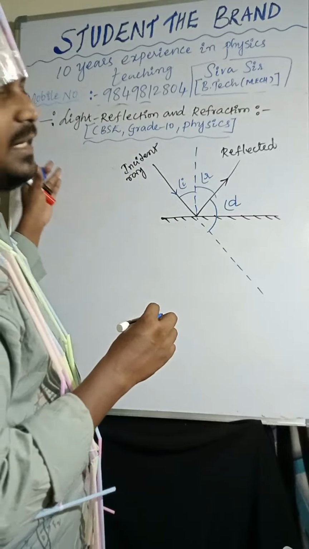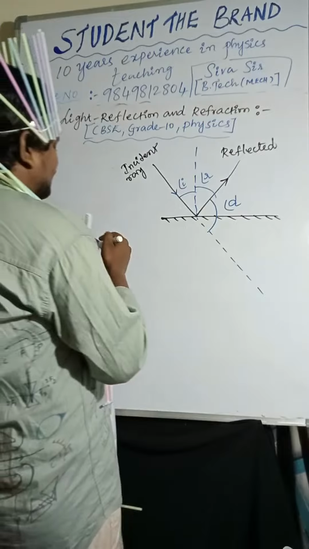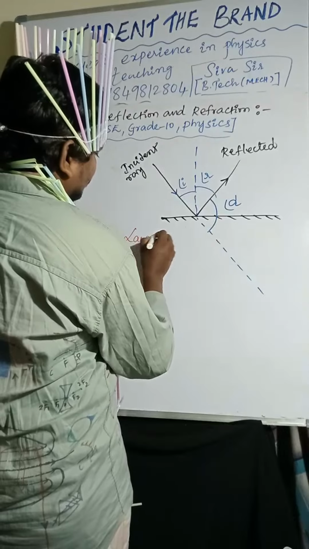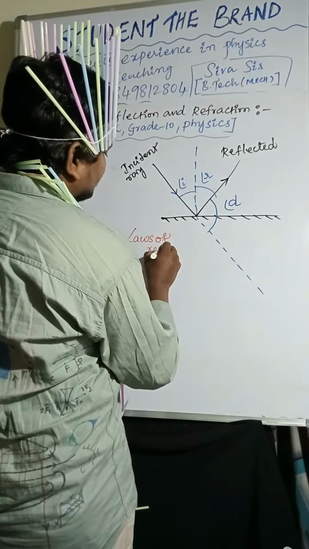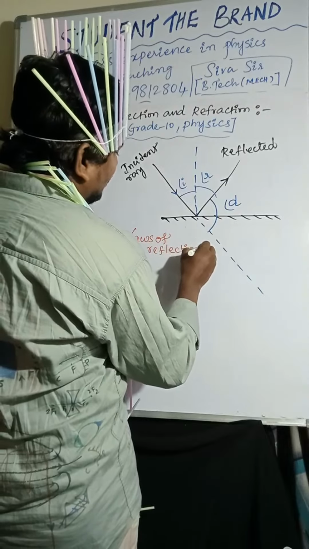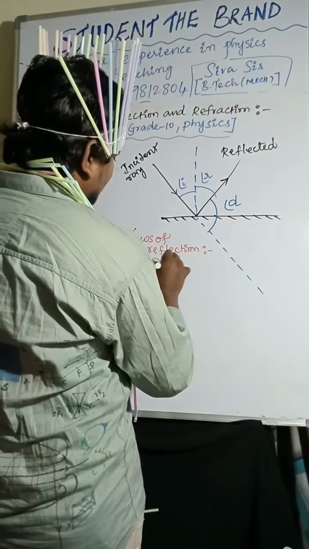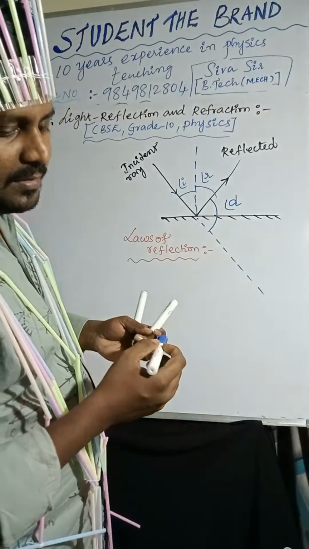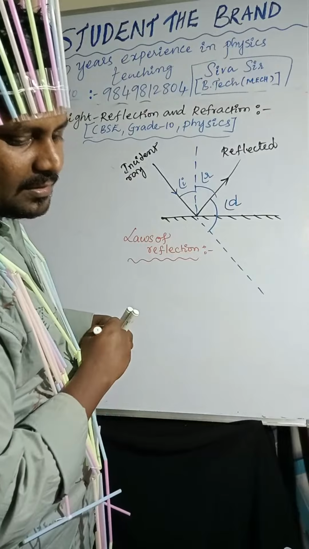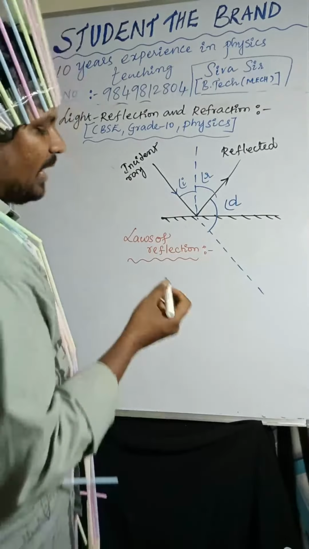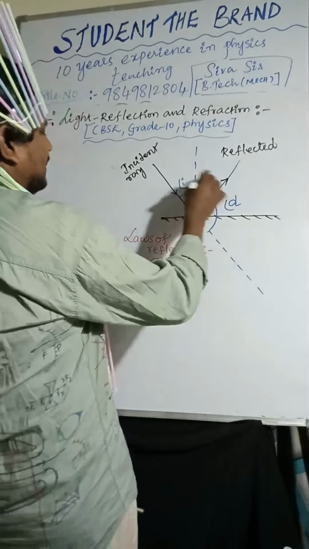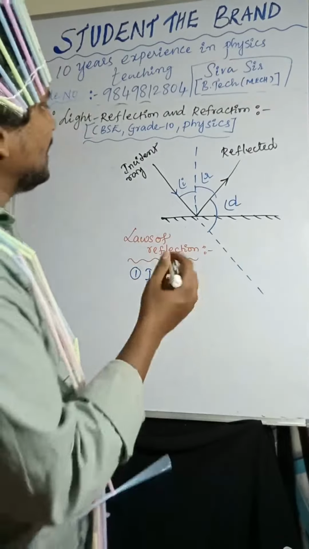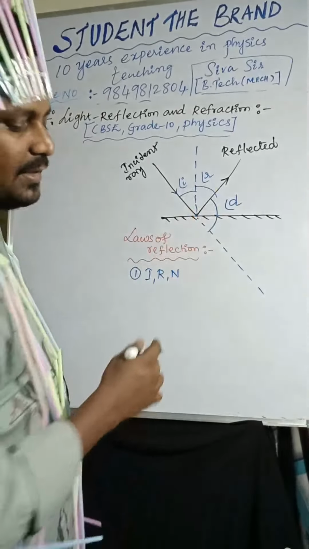Now, the laws of reflection. The first law: the incident ray, reflected ray, and normal line lie in the same plane.